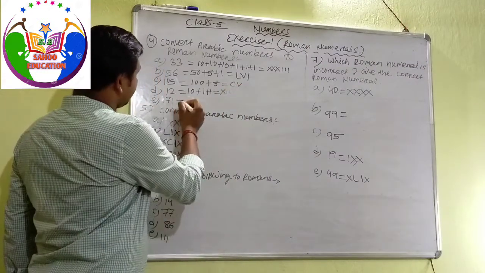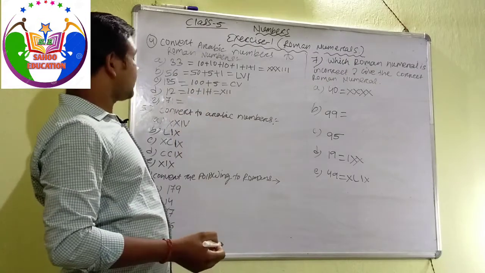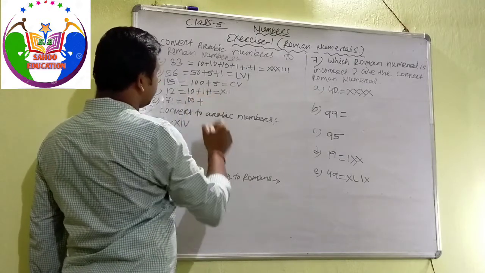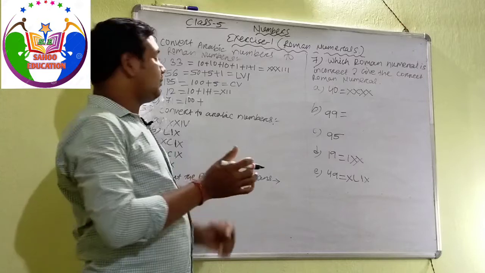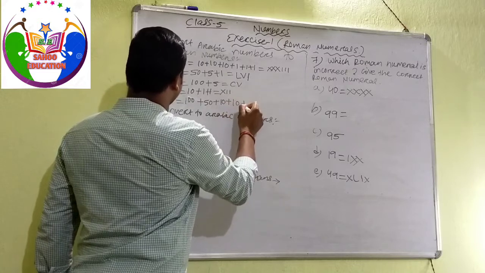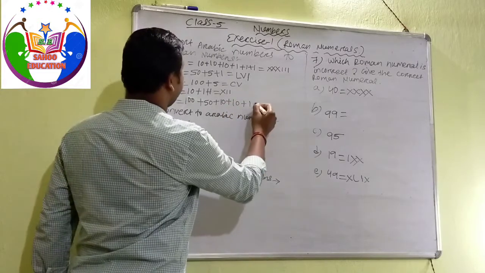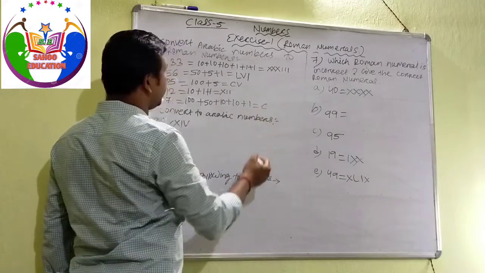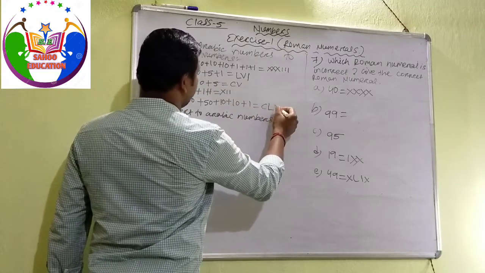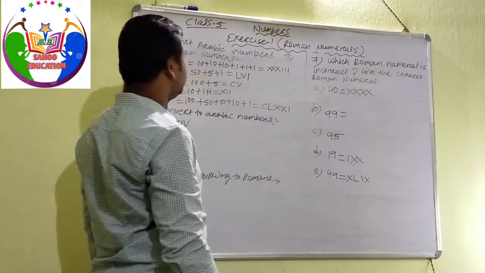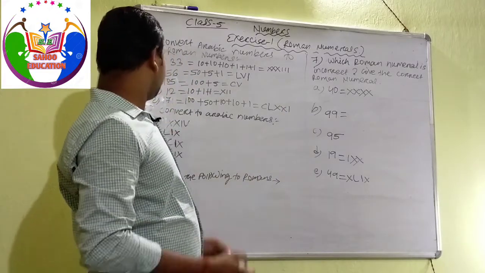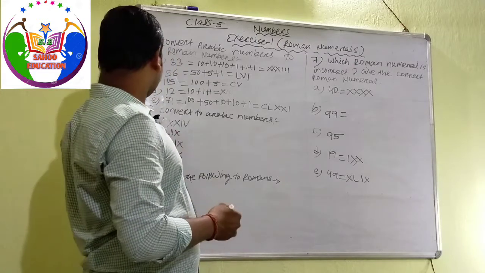XII is for 12. Same here we will represent 171. Here we will write 100 plus 70, which can be split as 50 plus 10 plus 10 plus 1. So we'll put C is for 100, then L for 50, 10 is 2 times, so XX, and I. So CLXXI is for 171.